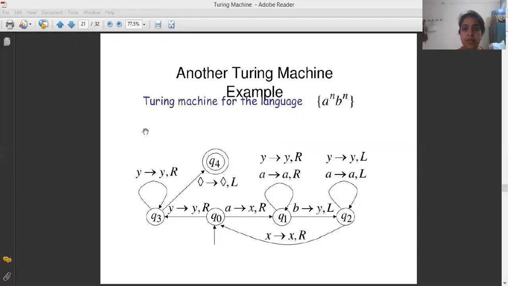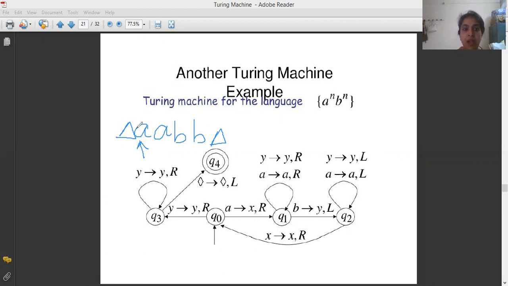Let us assume a sample string, double A, double B. So let's check how the string gets accepted. Assume the string is A, A, B, B, and then you have a blank. As we discussed in the previous lecture, you know that the tape head will always be placed by default at the first symbol. So where are we now? We are in the initial state Q0. What is the machine reading? It is reading A.